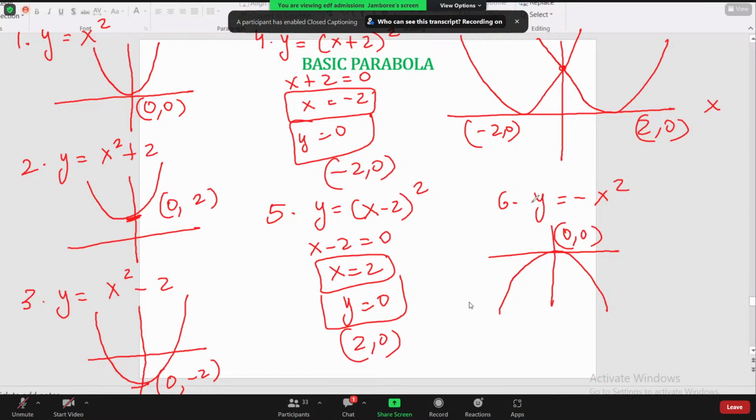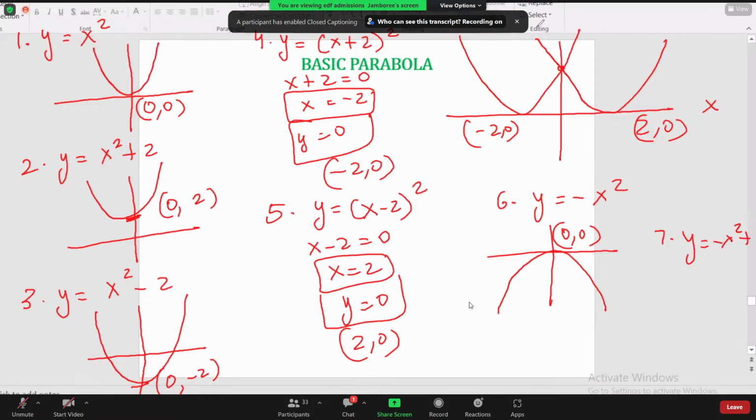And the rest of the four cases, that is addition of a constant, subtraction of a constant, addition of a constant inside, subtraction of a constant inside, will have the same effect on this graph also. So for instance, if I make the seventh graph as y equals minus x squared plus 2, the graph will eventually move up by 2 units, having its vertex at the point (0, 2).